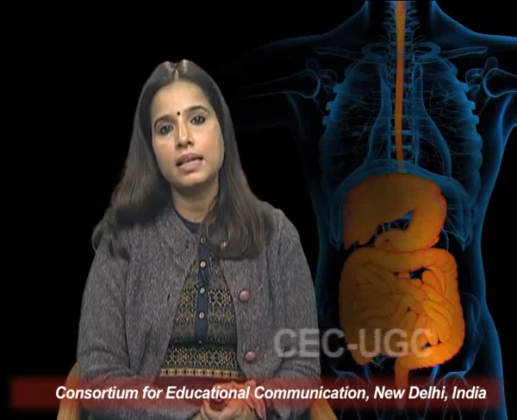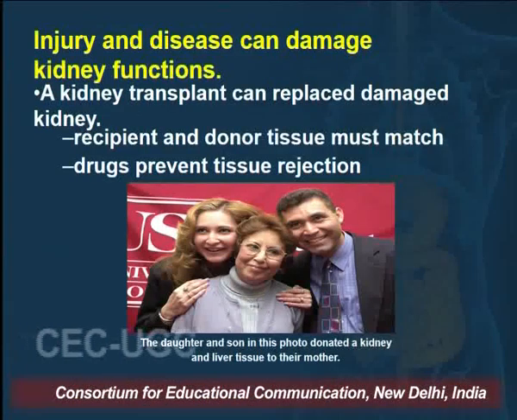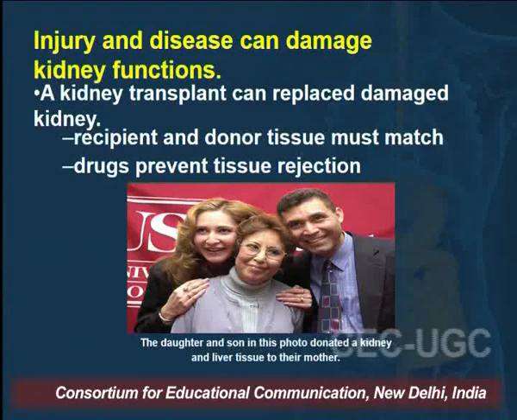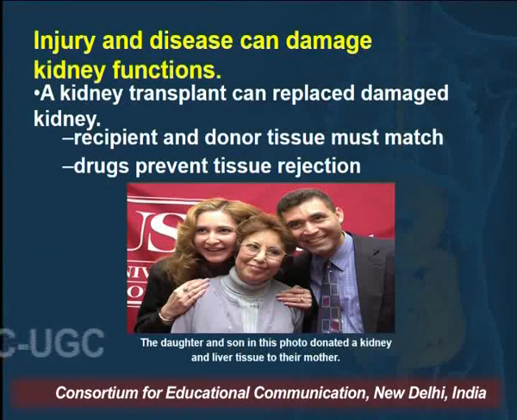Humans excrete urea, which is formed in the liver. Besides kidneys, the skin, liver, lungs, intestine and salivary glands also help in the excretion of certain substances. This picture shows that injury and disease can damage kidney functions. A kidney transplant can replace a damaged kidney. A recipient and donor tissue must match.